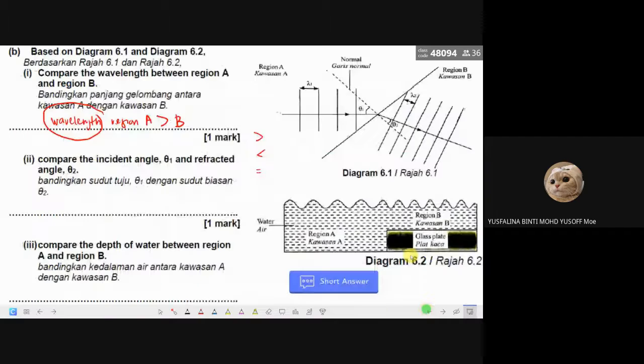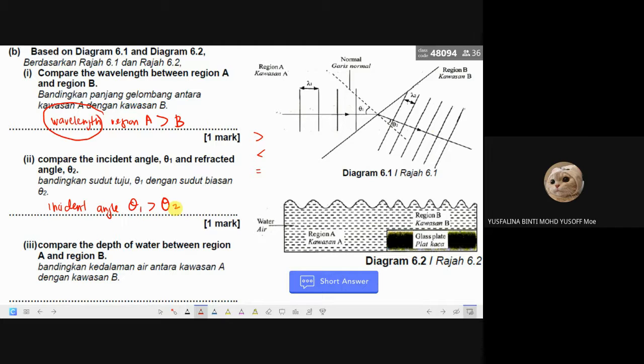Okay, so for this one, we already discussed. So this one, you have to compare the incident angle theta 1 and refracted angle theta 2. So let's see theta 1 and theta 2. Okay, so theta 1 is much bigger than theta 2, right? The size of it. Okay, so you can say here the incident angle theta 1 is higher than theta 2.